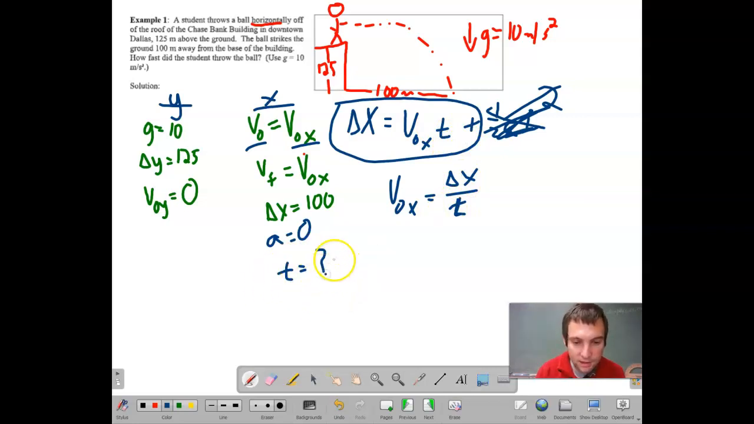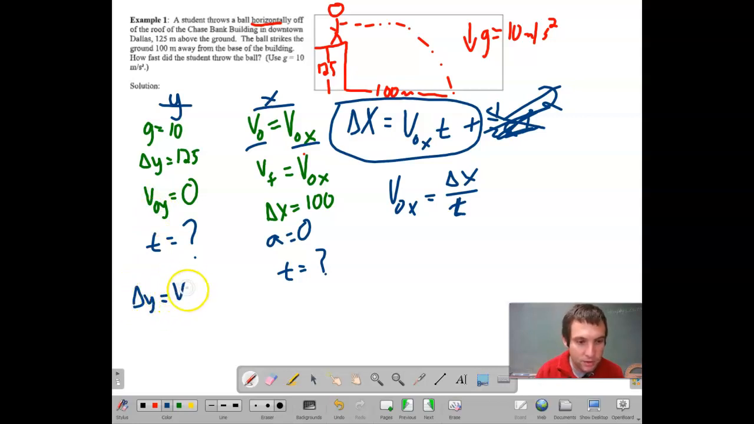I would say 80 to 90% of the time, if you are looking for a time, you're going to need to look in the other dimension. So in this instance, the other dimension is y. So how can we get t from here? Well, we have displacement and we have the initial velocity. So let's check that out.